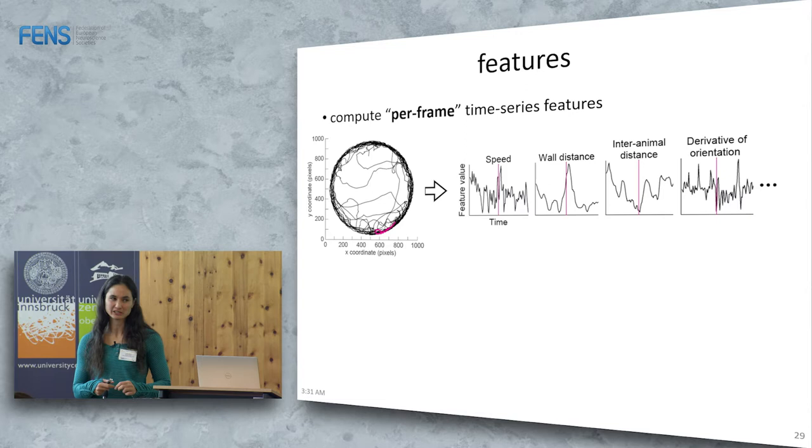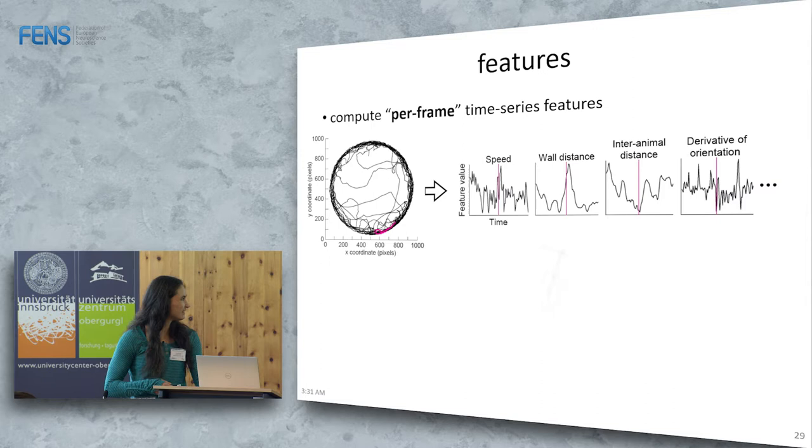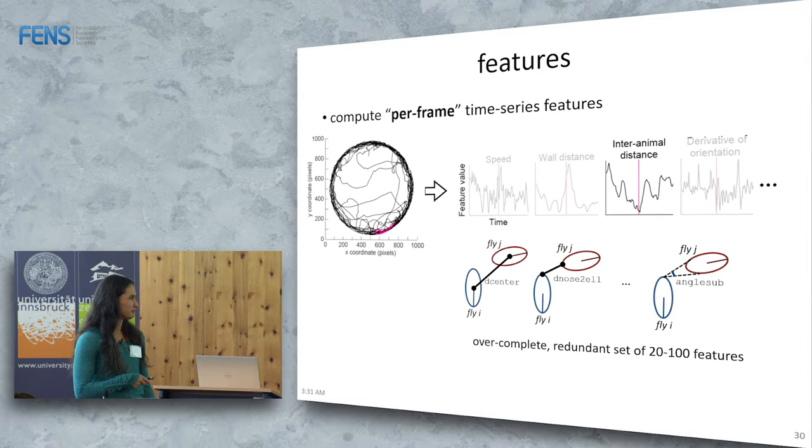So again, we had all of these per-frame features that we talked about. And we have a ton of these, actually. I basically came up with anything I could think of that could be measured on a per-frame basis. For instance, we have a bunch of different measures of the distance between flies. We might care about the distance between their centers, the distance from the tip of the nose of the fly to any point on the ellipse, or the angle subtended by one fly in the other fly's vision. So we could come up with a bunch of these different features, and that'll represent just one instance in time.